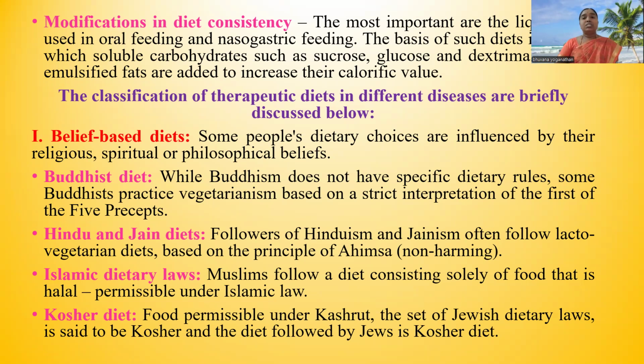Hindus and Jain: followers of Hinduism and Jainism, most of them follow lacto-vegetarian diets based upon the principle of ahimsa, which is termed as non-harming. Islamic dietary laws: Muslims follow a diet consisting solely of food that is halal, permissible under Islamic law. Kosher diet is food permissible under the Jewish dietary laws. It is said to be kosher. This diet should be followed by the Jews and is called the kosher diet.